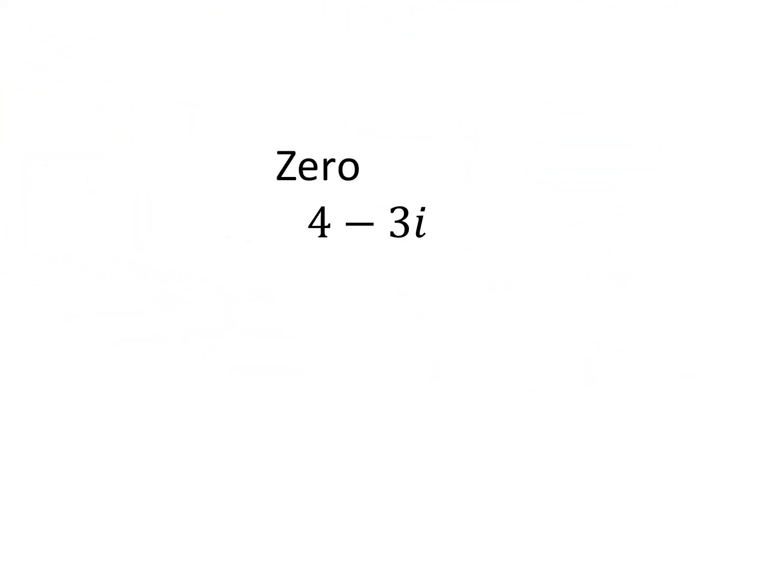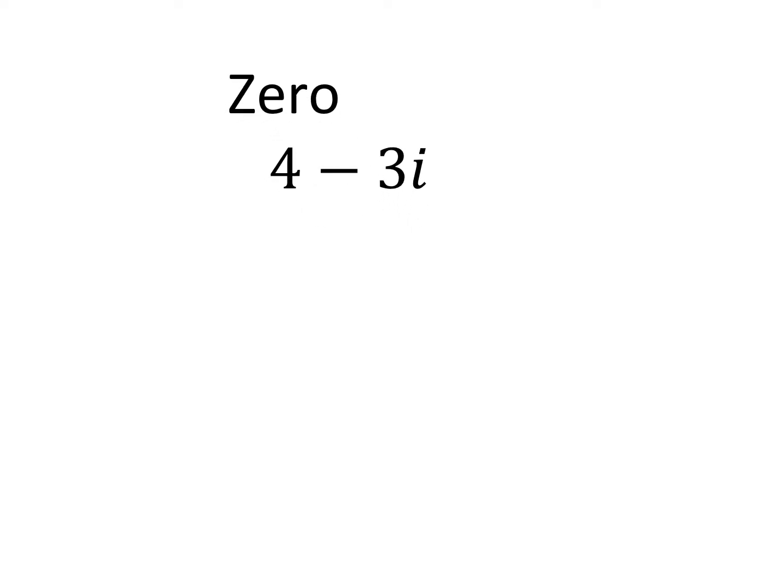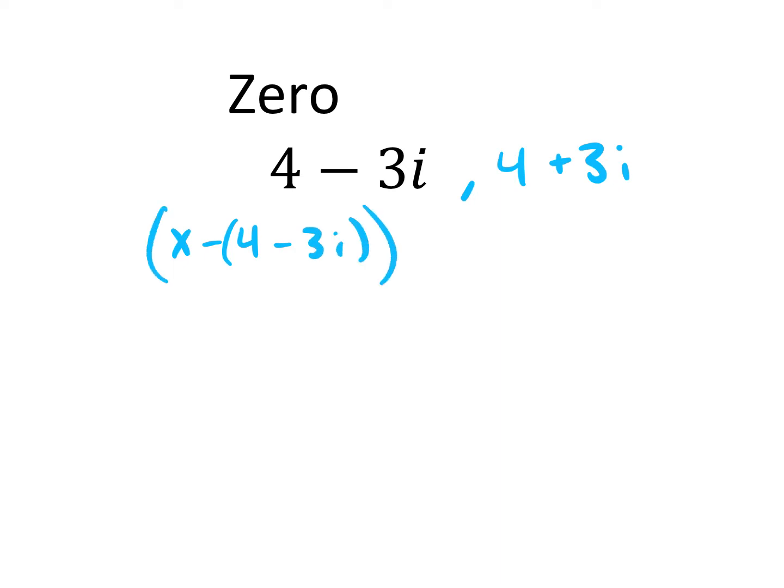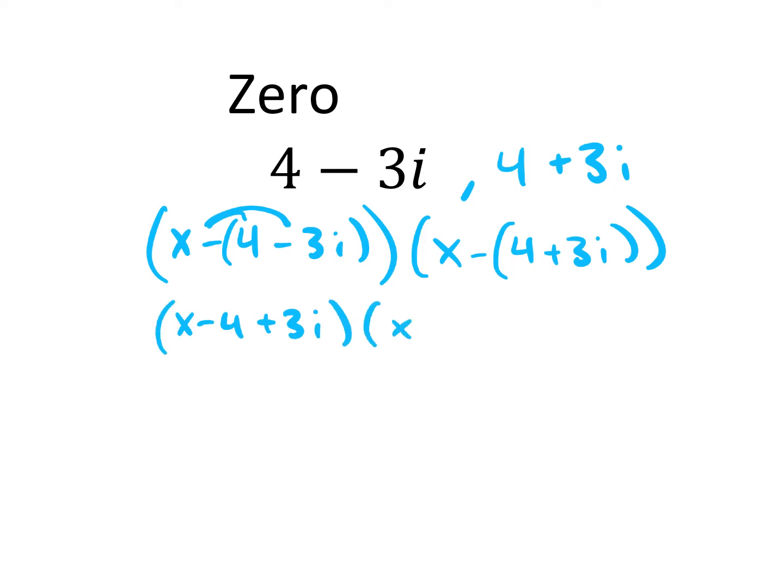All right, so if 4 minus 3i is a zero, what else is going to be a zero? 4 plus 3i. So if I put this into my factored form, I have x minus 4 minus 3i and x minus 4 plus 3i. And then what do I need to do next? Distribute the negative. So x minus 4 plus 3i and x minus 4 minus 3i. It's always x minus. So you always change the sign of what you put inside. So if my zero was 2, then it would be x minus 2.